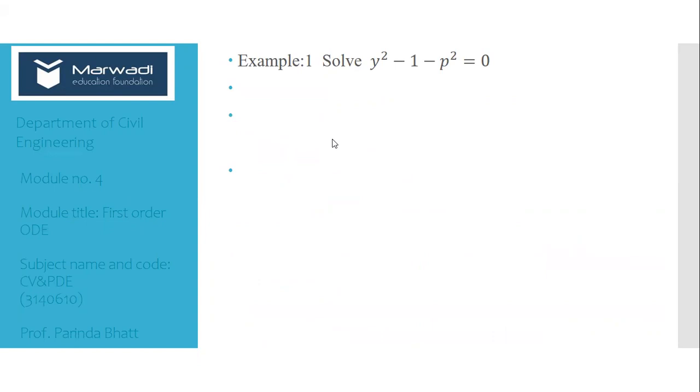Now today's first question: solve y square minus 1 minus p square equal to 0, right? This is the first question of today. Here p is not a simple p, that is dy by dx.